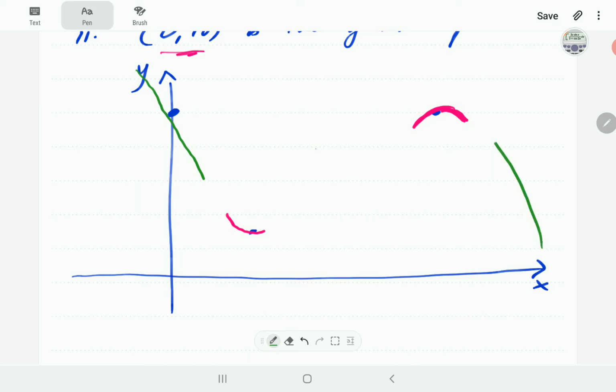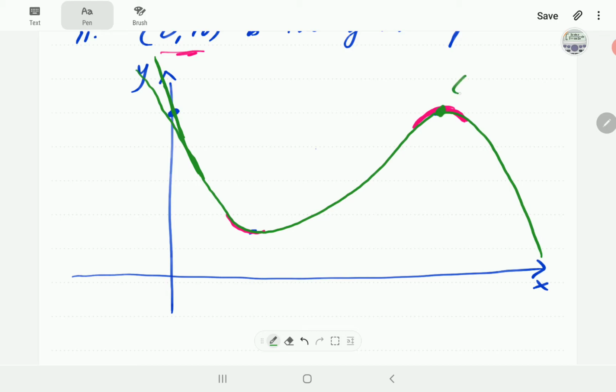So generally our graph is going to look something like this. I think we can do a bit better. So again, here we go. And then up. And so this is (3, 10). This is (1, 6). This is (0, 10). So that is the shape of our graph.